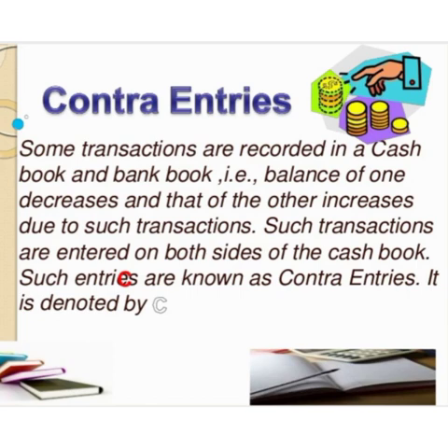The same transaction is recorded at both the debit and credit side of the cash book. Therefore, it is denoted by the capital letter C, which is short form of contra and means contrary or opposite. In this way, contra entries are those entries which are recorded on both opposite sides of the cash book.